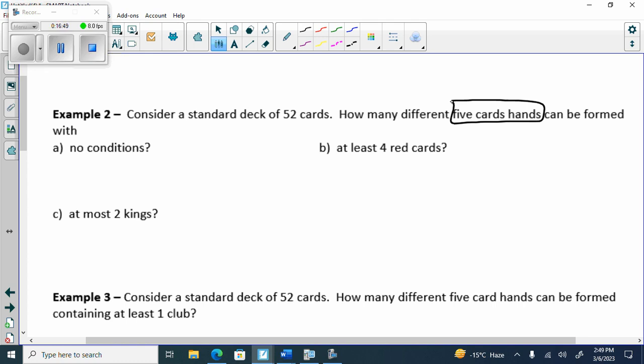They're a combination, so it doesn't matter. The moment you get them in your hand, you can move them all around. You can do what you want with them, except for like war. So if we have 52C5, that would be no conditions.